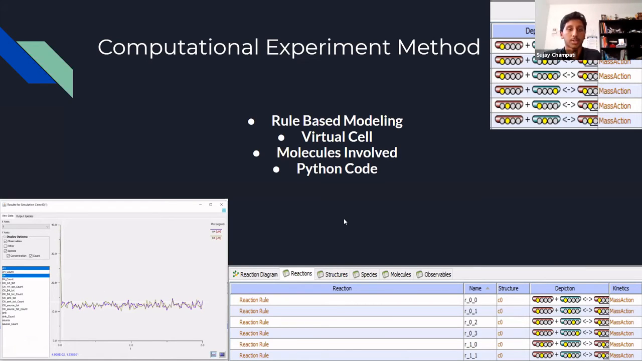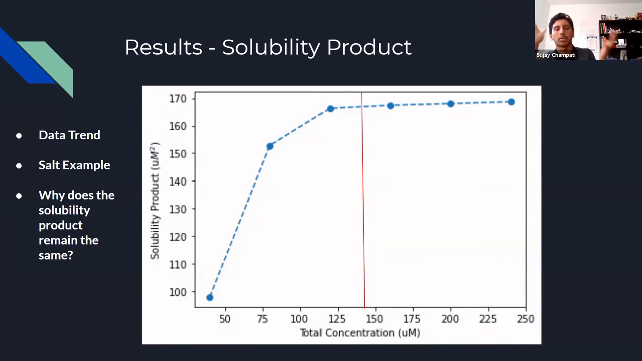So moving on to our results, the first thing we wanted to see is whether liquid-liquid phase separation is even happening, right? Based on this trend, we see it is happening, because the solubility product is going to plateau since there's no more salt that can be dissolved. I'm saying salt because I'm relating it back to the example, but there's no more protein that can be free floating. They all have to form clusters after this 140 mark, right? So it goes up, goes up, goes up, begins to plateau, which is why the solubility product remains the same. This is the trend of the data. We know liquid-liquid phase separation is happening at around 140 micromolar.